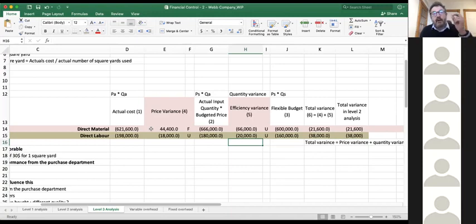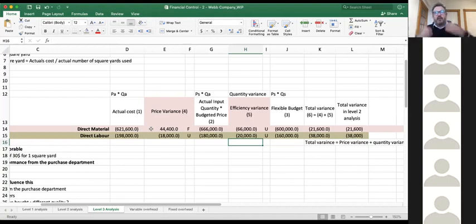It's just that the quantity we are talking about is not the same, and the price we are talking about is not the same. For the direct material, the quantity is in number of square meters or square yards, okay? And the price is the price per square yard for the raw material. Of course, for direct labor, the quantity is the number of hours people spent to manufacture 10,000 units. And the price is the cost per hour, right? But it remains for both situations a price variance and a quantity variance. And the formulas are the same, okay?